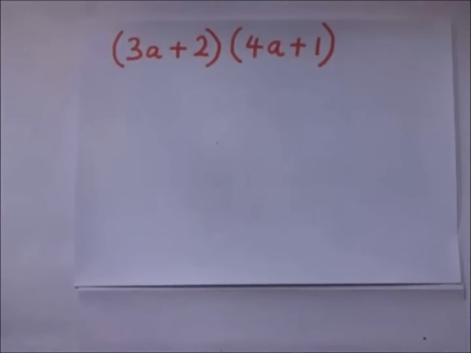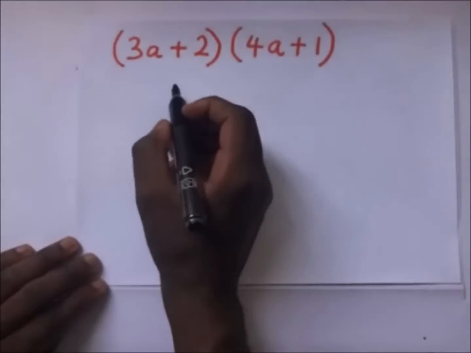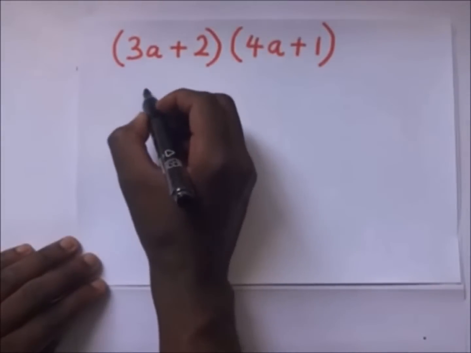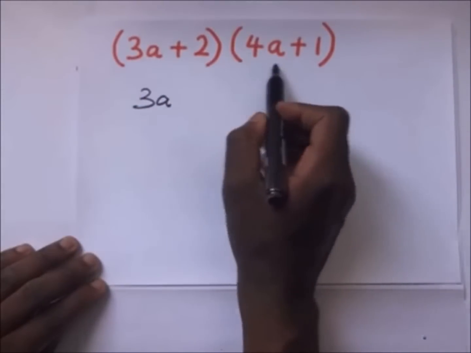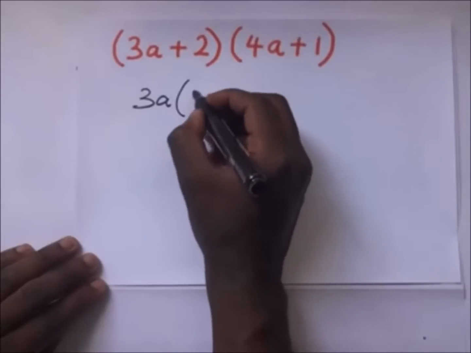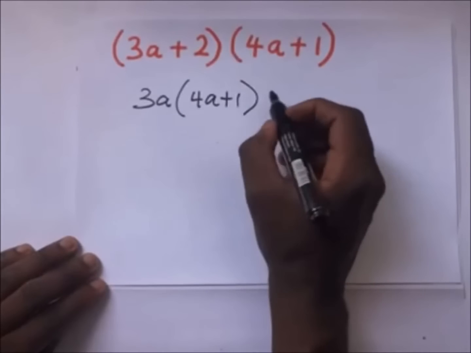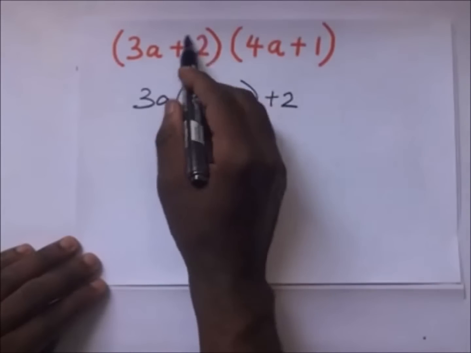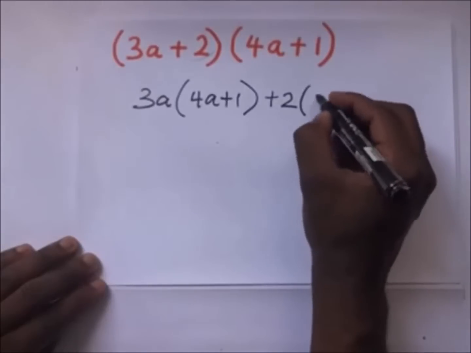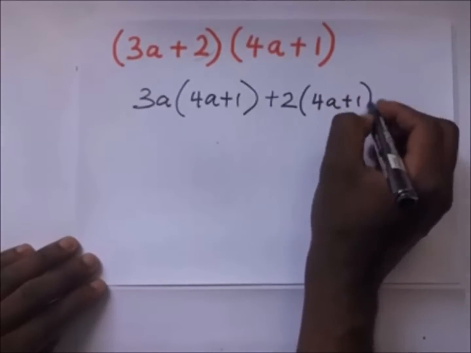We have another. Still we're going to do the same thing. 3a multiplied by the next bracket, 3a into 4a plus 1. Then positive 2, multiply positive 2 by the entire bracket, 4a plus 1.